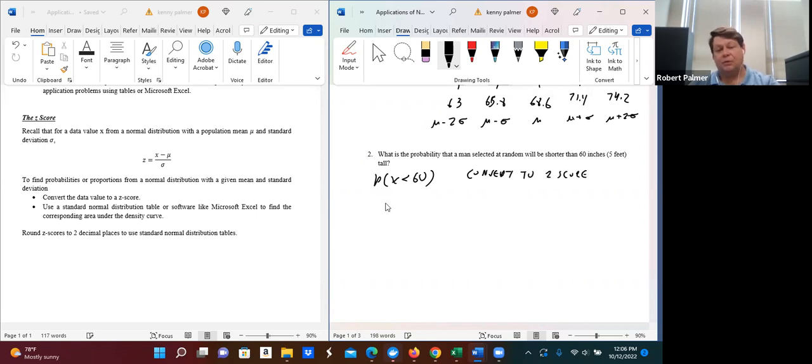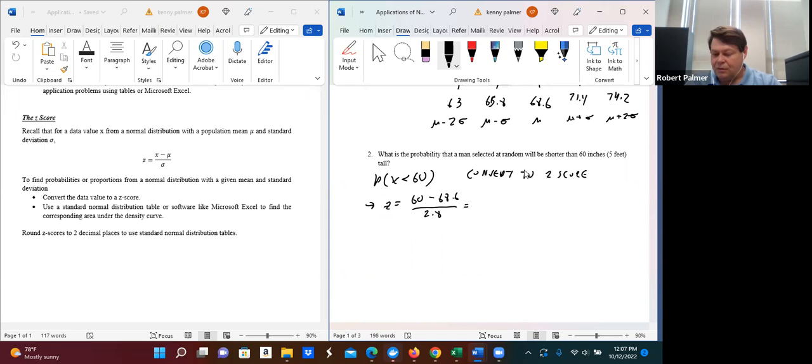That's our first goal. Find the z that goes with this. So z is going to be 60 minus our mean, which is 68.6, divided by our standard deviation, which is 2.8. Remember, the z-score is a unitless value. And we'll also round this to 2 decimal places. So 60 minus 68.6 divided by 2.8, rounded to 2 decimal places.